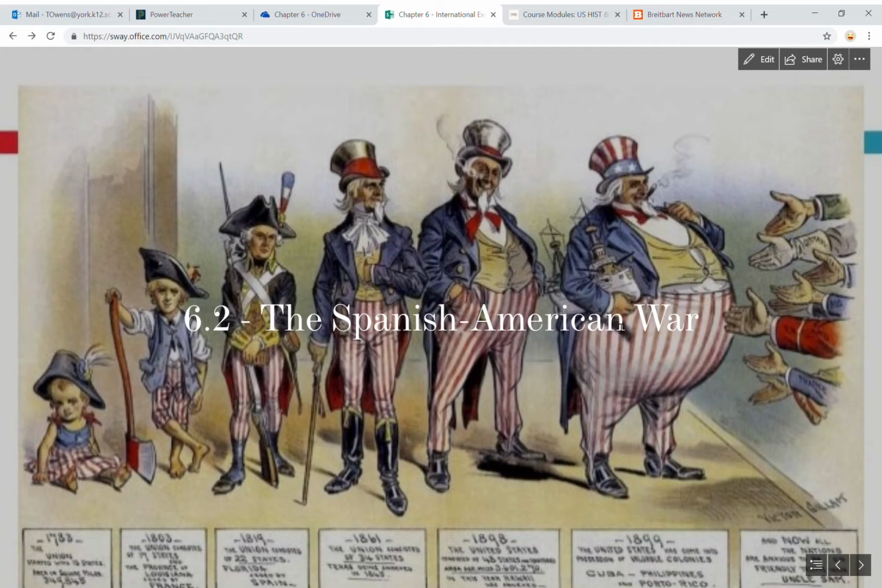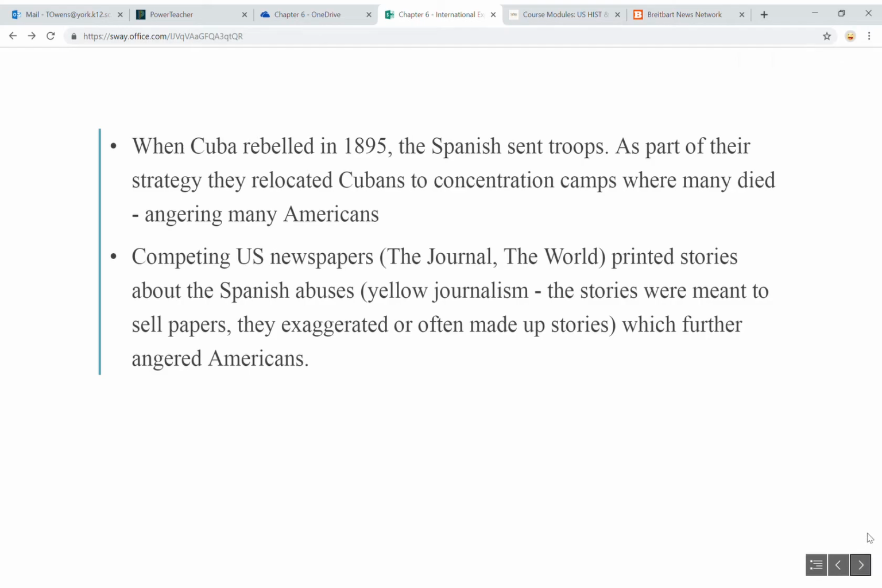This kind of reminds you of those robber barons, but this is a result, the big fat cat, I guess you could say, of the Spanish-American War. This is what makes us into a world power. It gets started with Cuba.